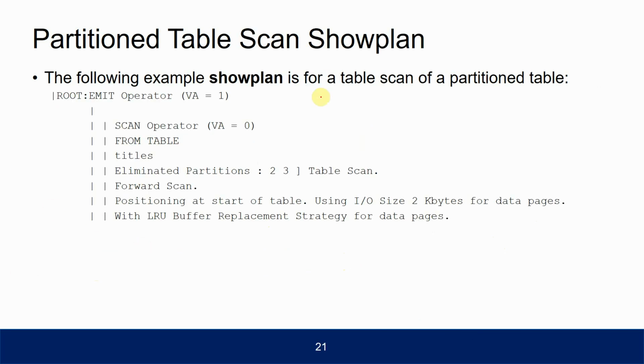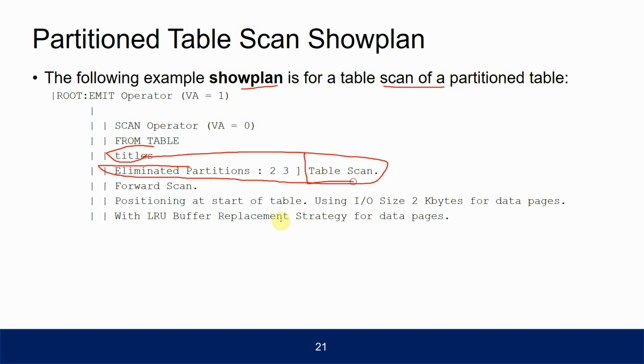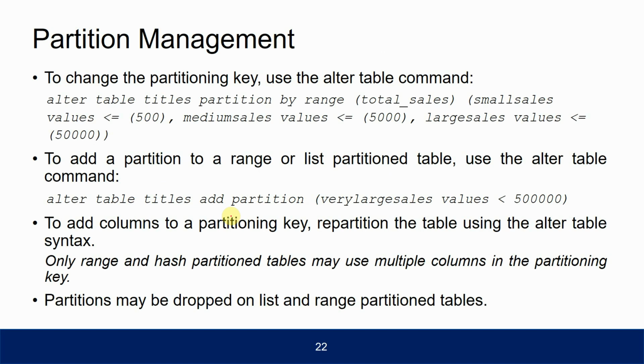Partition table showplan. This example showplan is for the table scan of a partitioned table. You see here table titles, eliminated partitions 2 and 3, and we are using table scan here. So that is how you can see the partition elimination based on the query. Partition management. To change the partition key, you can use the alter table statement. Alter table titles, partition by range, total sales, small sales values less than 500, mid sales values less than 5000, large sales values less than 50,000.